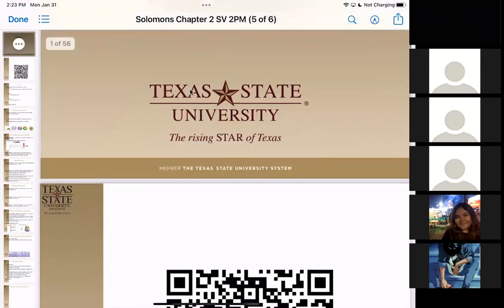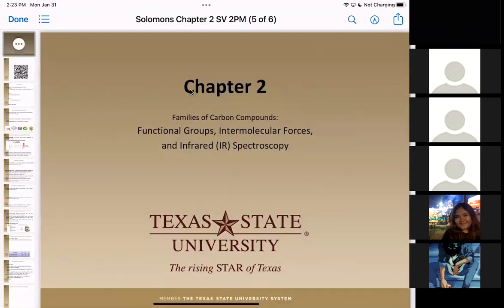Okay, so we're going to talk about families of carbon compounds, functional groups, and intermolecular forces today, and we'll get to IR spectroscopy. Now, what we're going to talk about here is not really truly nomenclature. We're going to do that in chapter 4, but we're going to introduce you to the topic that everything has a name and there's a system to it, okay? And so that's what I want you to get used to. Everything has a name and there's always a system. It's not a black box. It's not a mystery. We just have to figure out what the system is, okay?